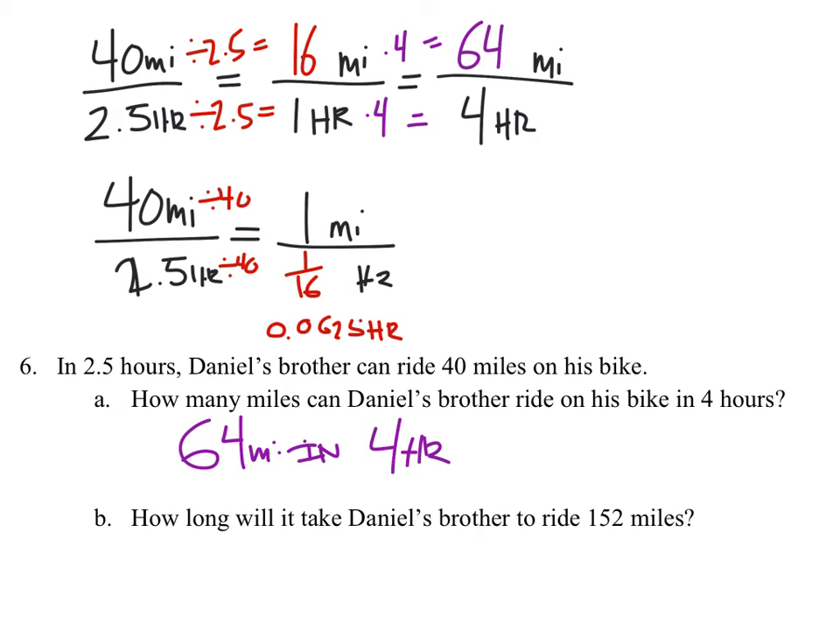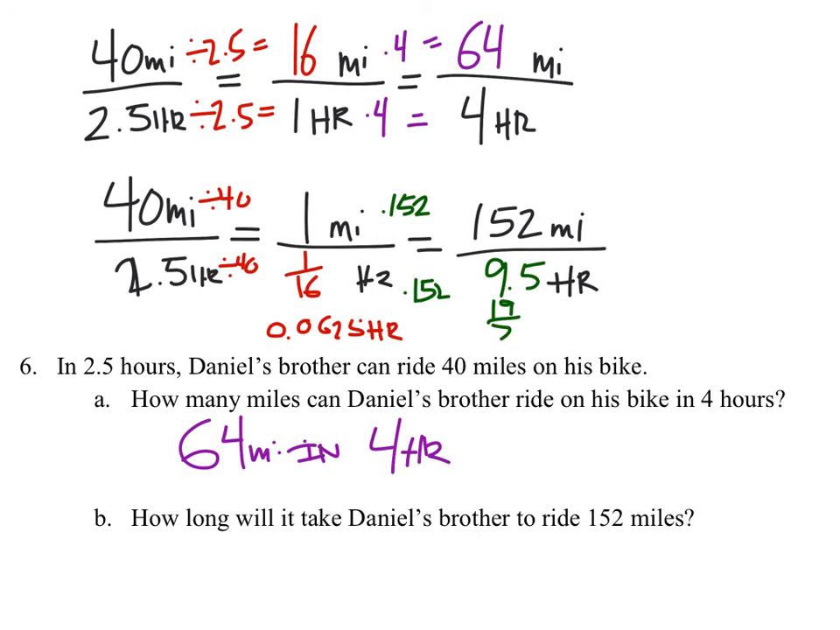Now that was for 1 mile, but what we really want is 152 miles. And we'll figure out how many hours that is. So to do that, we'll multiply the 1 by the 152, and the 1/16 or the 0.625 times 152 as well. So when we do that times 152, bam, 9.5 hours. That's a lot of hours. Which also could have been written as 19 halves hours.